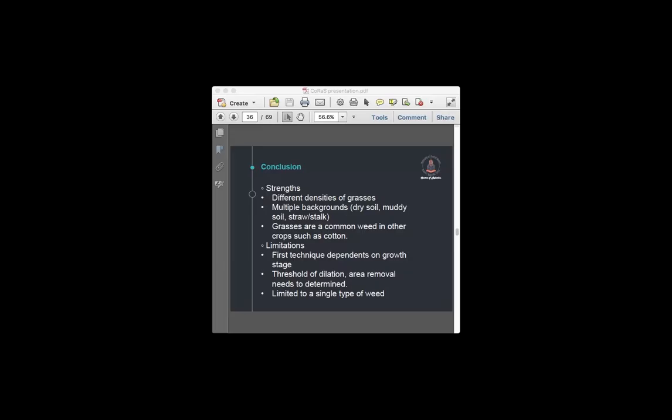We have some limitations that we have suffered up to now that we are trying to remove now. First, the technique is dependent on growth stages. So we have to use different algorithms, different parameters for different stages of growth of the field. Then the thresholds for dilation and area removal need to be determined. It is limited to a single type of weed. I guess the time allocated to me is finished now, so let me stop here and we can maybe carry on with the question and answer session.